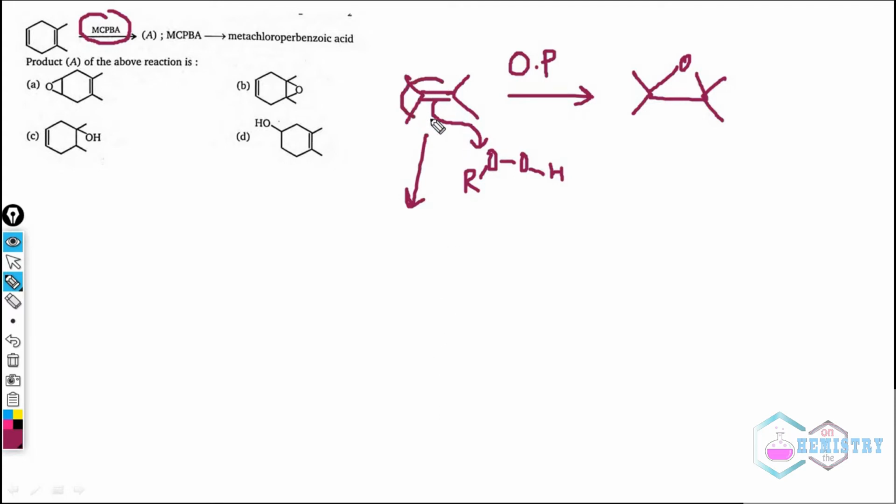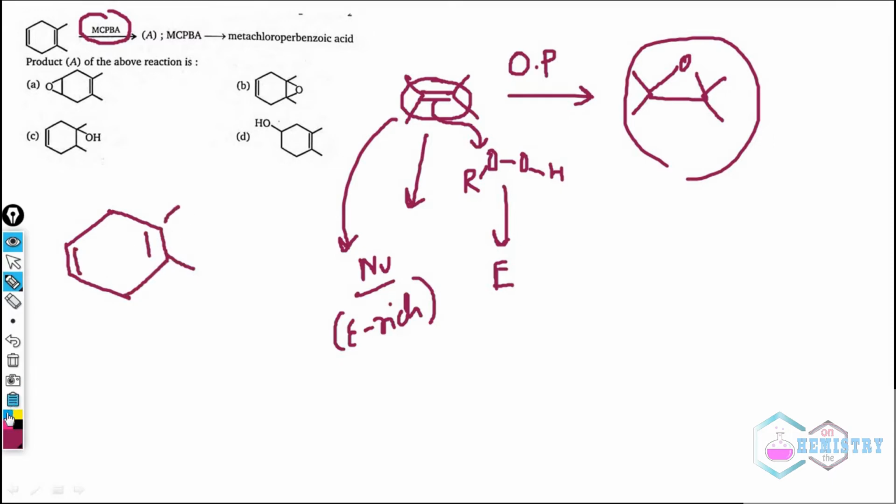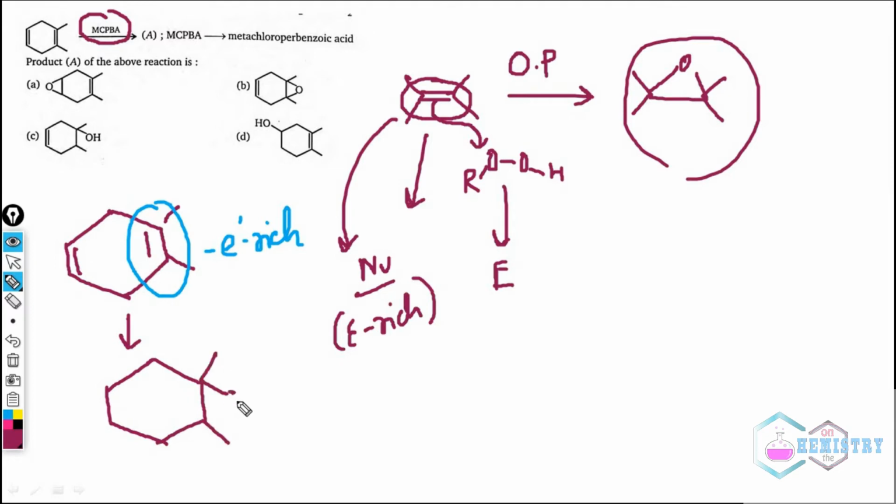So in this reaction, the double bond acts as a nucleophile and the peroxide acts as an electrophile. So a more nucleophilic double bond or more electron rich double bond will preferably form the epoxide ring. And in this compound, we can clearly see that this double bond is more electron rich due to the presence of these two methyl groups, and hence this double bond will preferably form the epoxide. So the answer will be clearly option D.